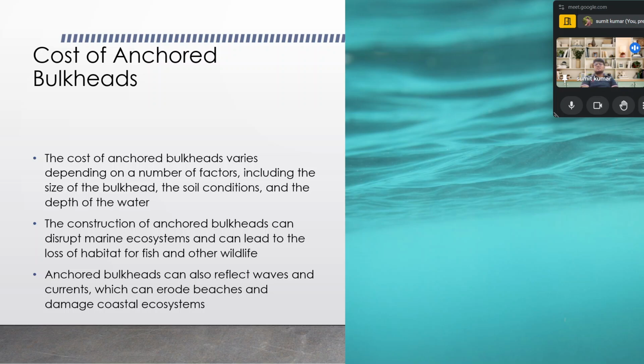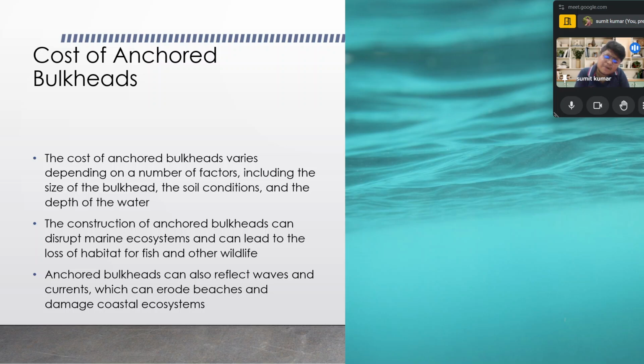When you talk about cost, it is the most important thing, as we have already read in the disadvantages: they are susceptible to corrosion, they are expensive, and due to the expense, their use could be limited. The cost of the anchor bulkhead varies depending upon a number of factors, including the size of the bulkhead, obviously how much load it needs to resist, the soil condition, and the depth of the water. The construction of the anchor bulkhead can disrupt the marine ecosystem and can lead to the loss of habitat for fish and other wildlife.